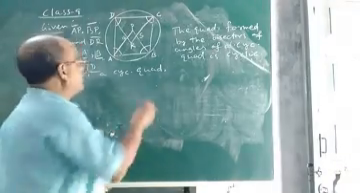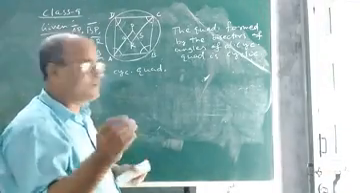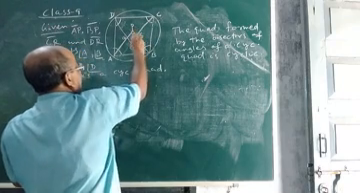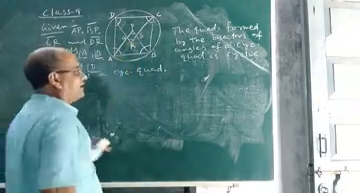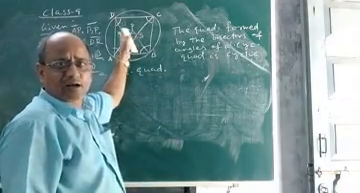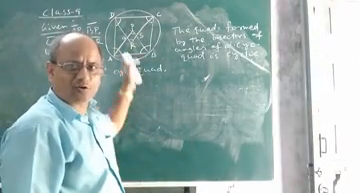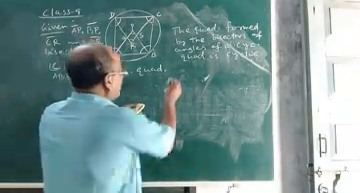Children, in order to prove PQRS is a cyclic quadrilateral, it is sufficient if we can show that angle APB and angle CRB, look at this angle and this angle, are also opposite angles. If we can show that their sum is 180 degrees, then no doubt PQRS will be a cyclic quadrilateral. So let us see the proof.